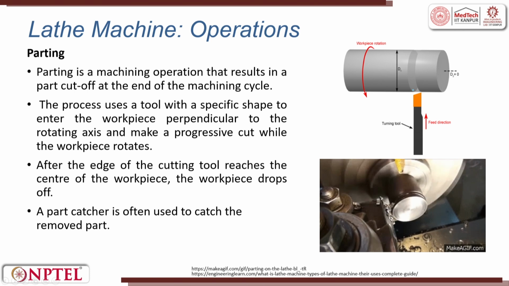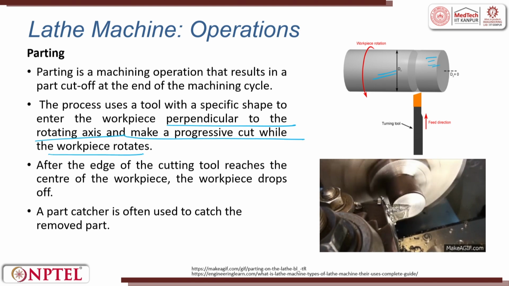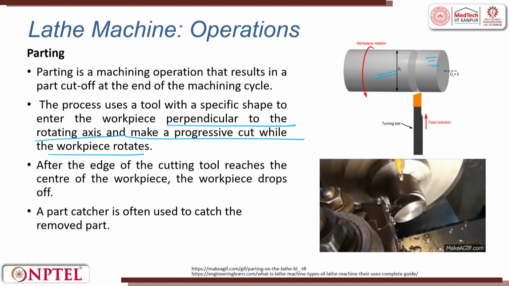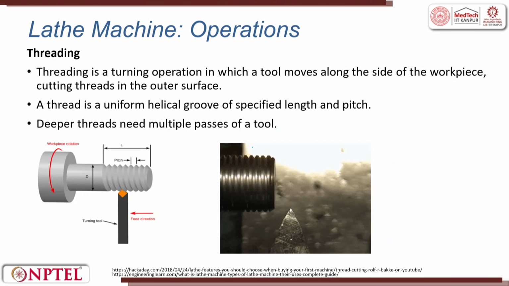Then parting off grooving, when the advancement happens along the depth, it tries to remove this material from the shaft. So that is called parting. Something like slicing, you rotate it and then you go and remove it, right? That is called parting. The process uses a tool with a specific shape to enter the workpiece perpendicular to the rotating axis and makes a progressive cut while the workpiece is rotating. So this is used for cutting the workpiece. You see here the workpiece cuts and the disc has fallen down. The part catcher is often used to catch the part without getting damaged.